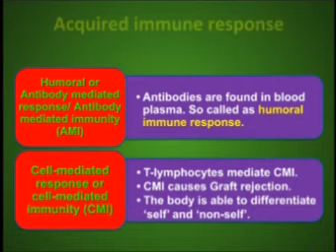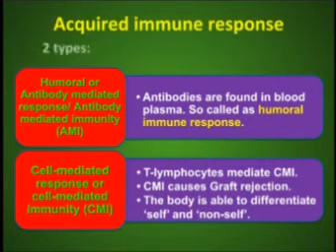There are 2 different kinds of acquired immune responses. One is humoral or antibody mediated response, antibody mediated immunity. Antibodies are found in blood plasma, so it is called humoral immune response. The next one is known as a cell mediated response or cell mediated immunity. This is known as CMI.